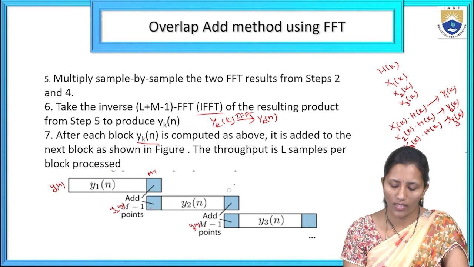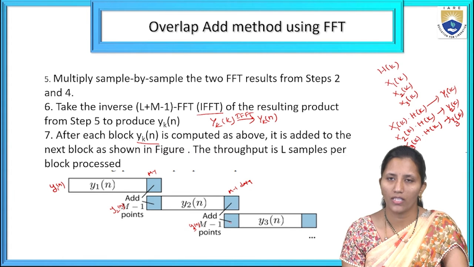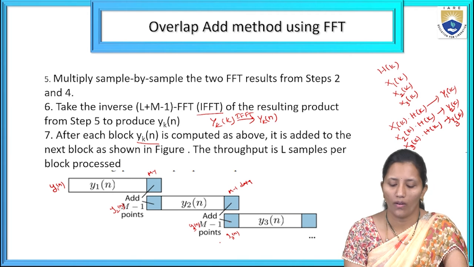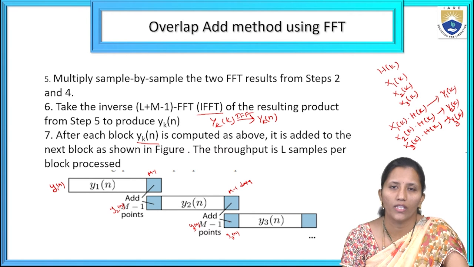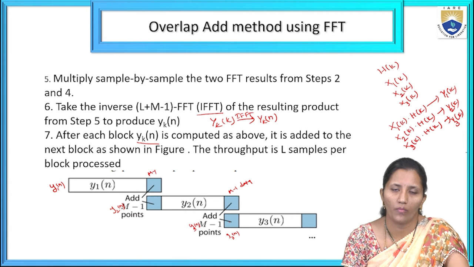The last M minus 1 samples of y2 of n will be added to the first M minus 1 samples of y3 of n. Like that we add and get the particular output response. So this is the procedure using FFT to increase the speed of the convolution process.